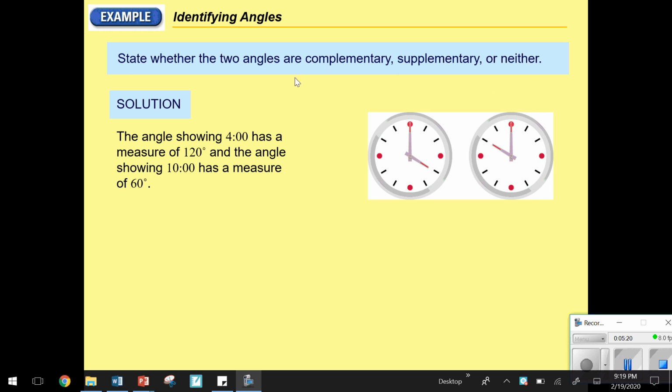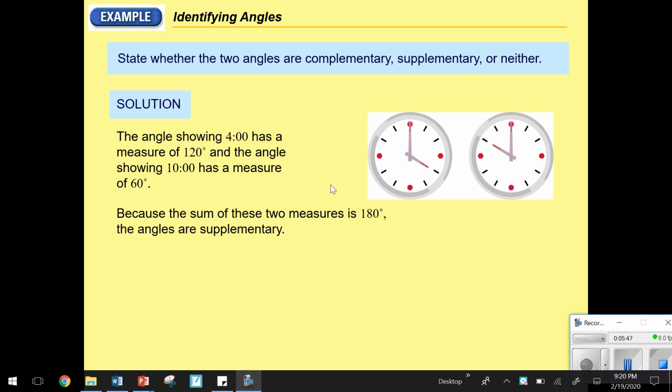Well, using just a little common sense here, I know they can't be complementary because complementary means they add up to 90 degrees. Well, this first clock right here is already over 90 degrees, so I know it cannot be that one right off the bat, just using a little common sense. So now I just need to see, are they supplementary or neither? So when I add these two together, do I get 180 or don't I? Grab your calculators, pause the video, check it out.